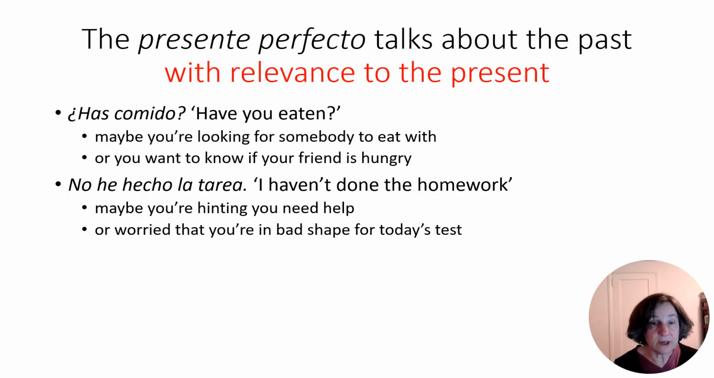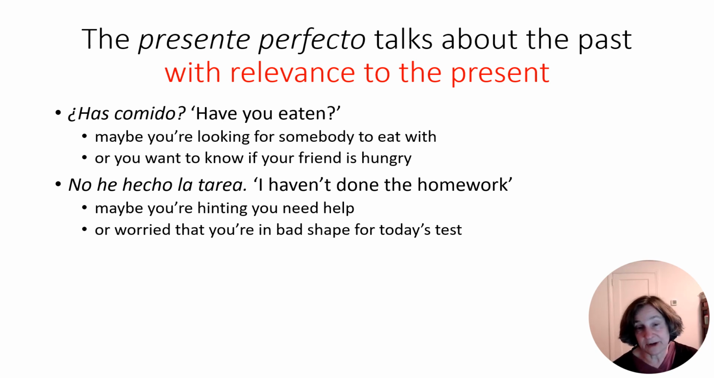The use of the presente perfecto, or present perfect, is also very similar in the two languages. If you ask in English, have you eaten? You're asking about something that happened in the past. It's sort of like, did you eat? Except when you ask, have you eaten? First of all, you're using the present tense have, right? Not had. But more importantly, you're asking about eating in the past that's somehow relevant to the present.